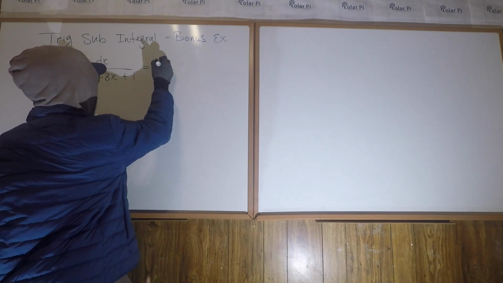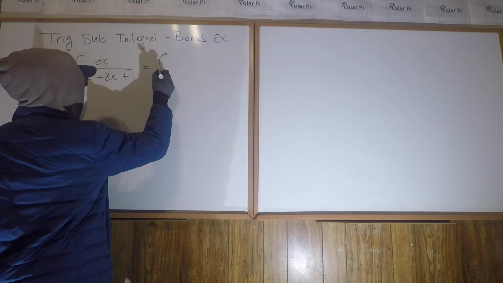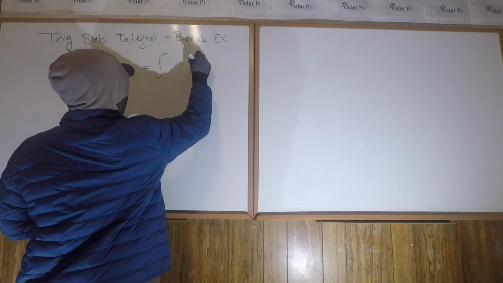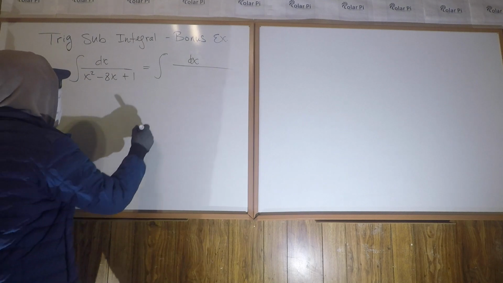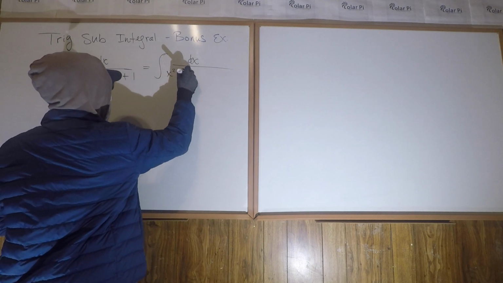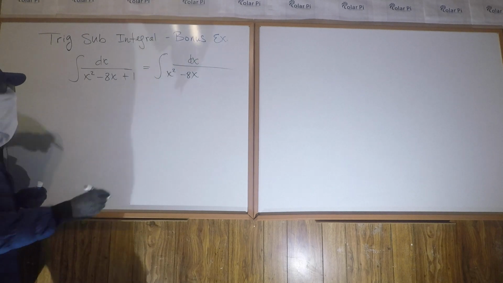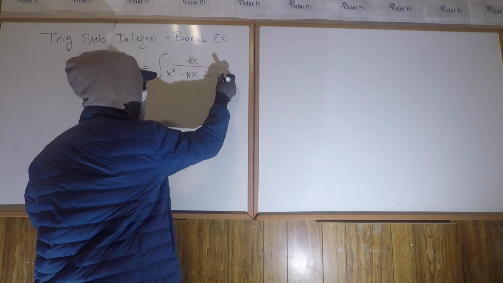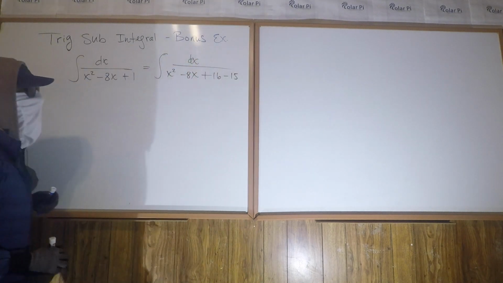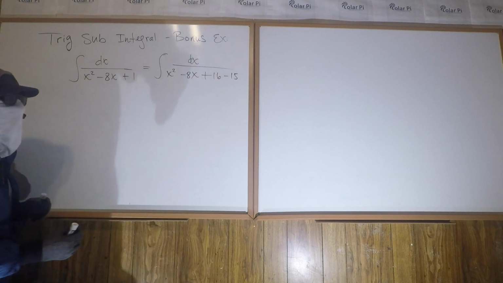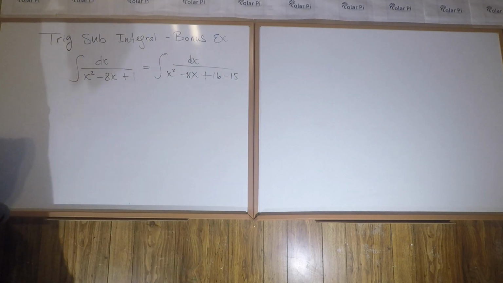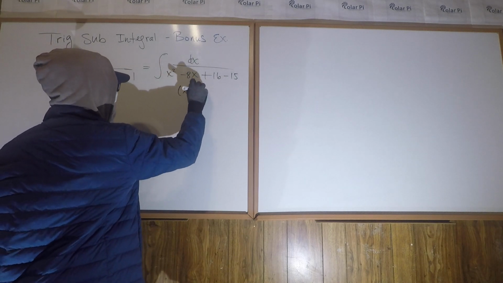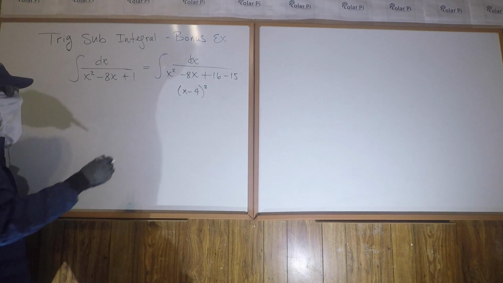That's fairly straightforward. So this is dx over, and I'd write x squared minus 8x. To complete the square, I need to write plus 16. But then this is plus 1, so I need to retain that, so I go minus 15. And now, since this is 1, all is well. And this here is x minus 4 quantity squared, and that's what we meant by completing the square.